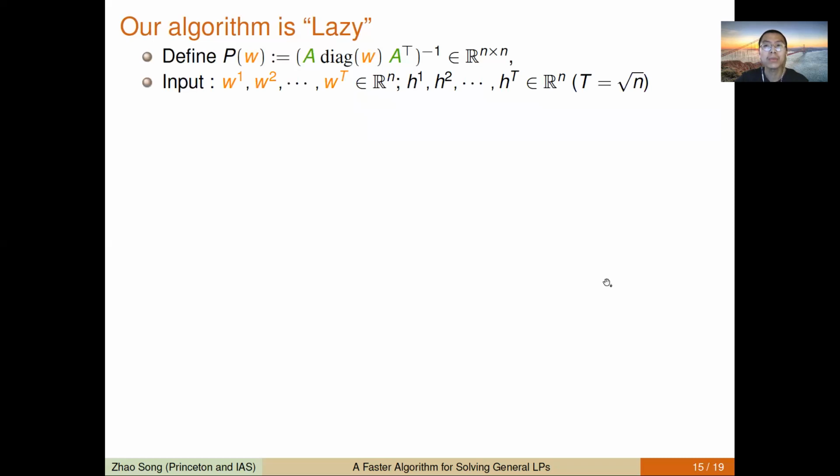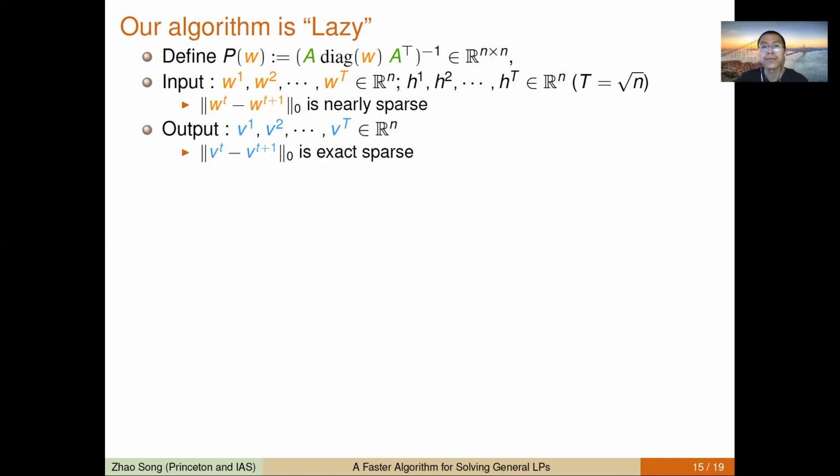So think of you have some online sequence W1 to WT and also H1 to HT. Suppose someone gives you this sequence. You don't need to worry about how you get this sequence for now. And suppose W_t minus W_{t+1} is nearly sparse. Your job is to output another sequence V1 to VT such that the differences between the V_t are exactly sparse, because this is easier for doing math.